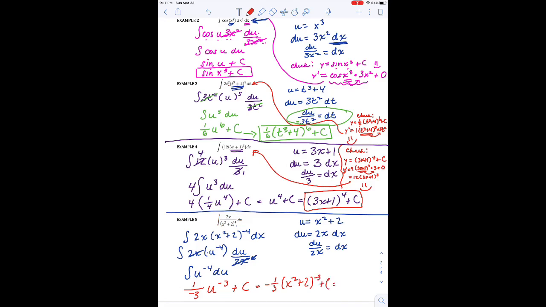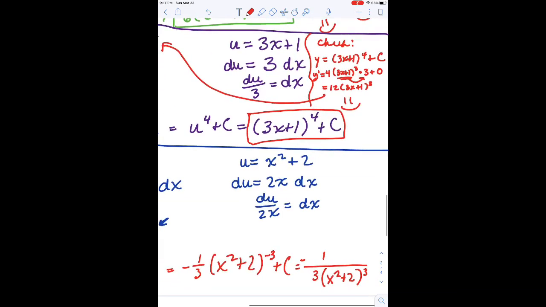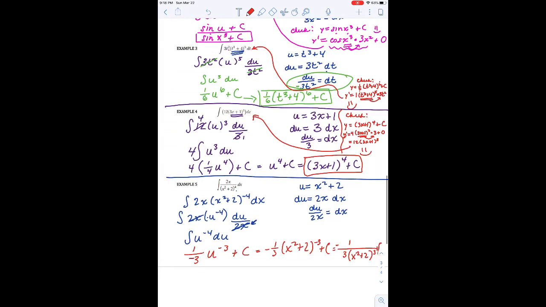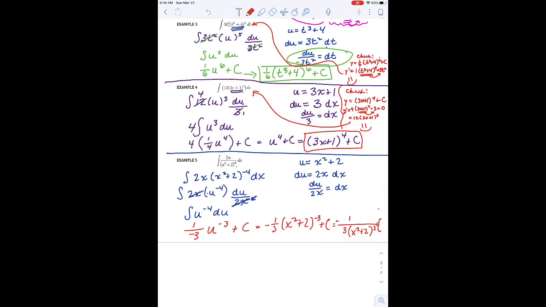Almost done. No negative or fractional exponents. So negative 1/3, I'm going to put the negative over here. Negative 1/3, I'll put a 1 here, I'll put the 3 on the bottom. We're playing that game, right? Who goes where? The 1 goes up top, the 3 goes in the bottom. X squared plus 2, if he's to the negative 3, where does he go? He gets sent to the bottom, and he becomes a positive 3. Can I fit it? Plus c. There he is. See him? So my final answer.